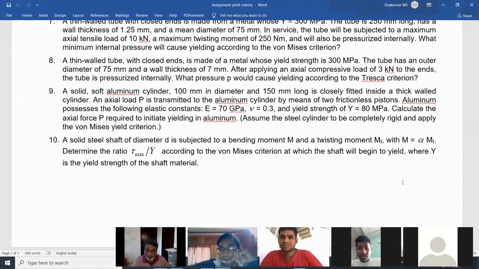What else? It's a shaft that I'm talking about. The shaft material yield strength is given. What does it mean to say yield strength? When I do the tension test, it will yield at the value of Y. Understood? Now, you have twisting moment and bending moment. What stresses will be created? Torsional stresses and bending stresses.